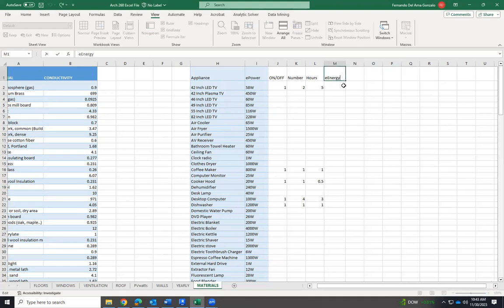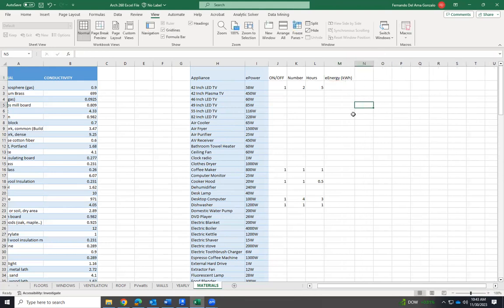And what is the energy? The energy, we have to use this in kilowatt hours. Those are the units for electric energy. So the formula would be the power times if it's on or off, so this column, times the number of devices, times the number of hours that this device is working, and these units are watts. If we want to turn this into kilowatts, we have to divide this by 1,000. There you go.